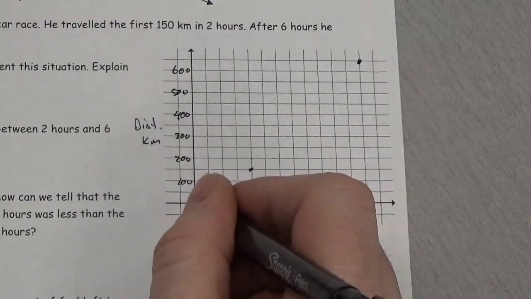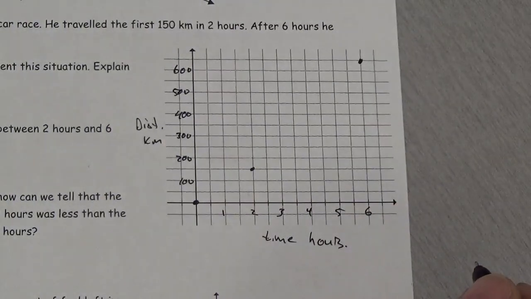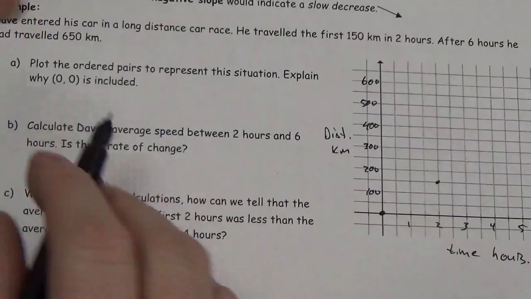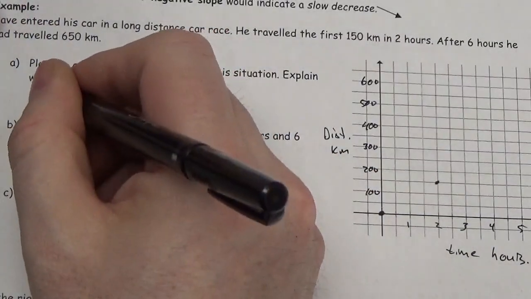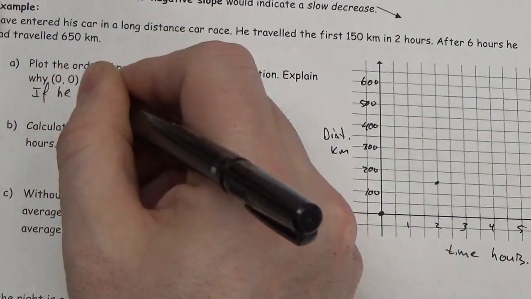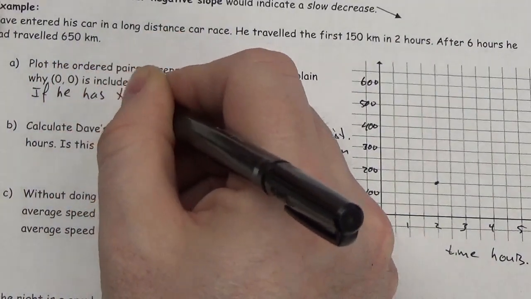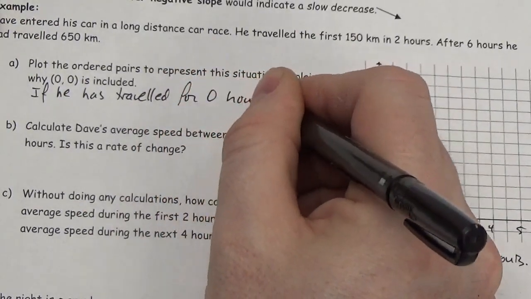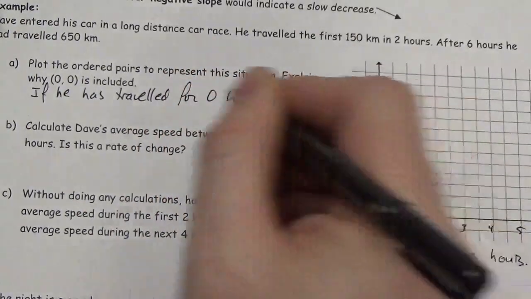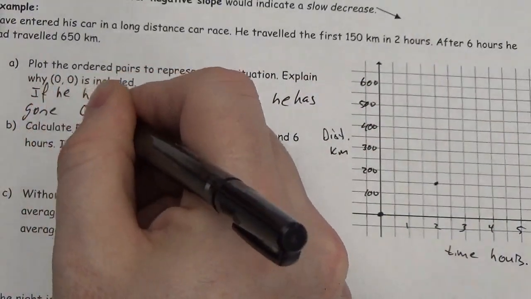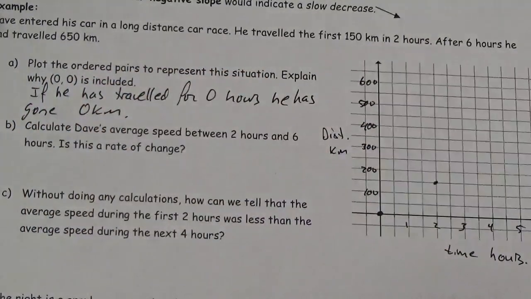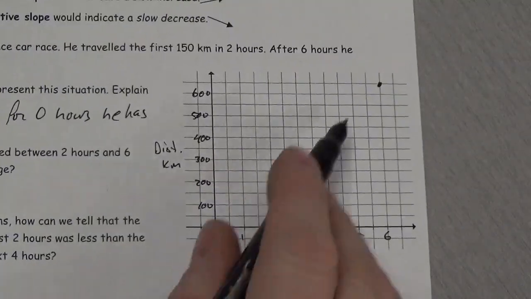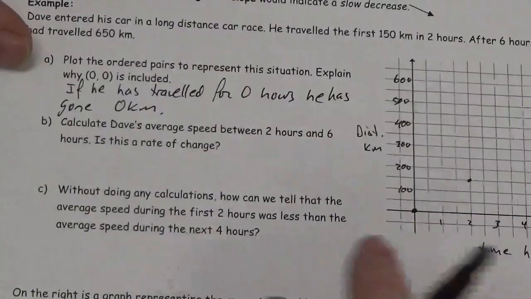Now we're going to include the 0, 0 there. And explain why 0, 0 is included. Well, that's because if he has traveled for 0 hours, he has gone 0 kilometers. Okay? Now, notice that these are not connecting in a nice smooth line here. So let's take a look at this.